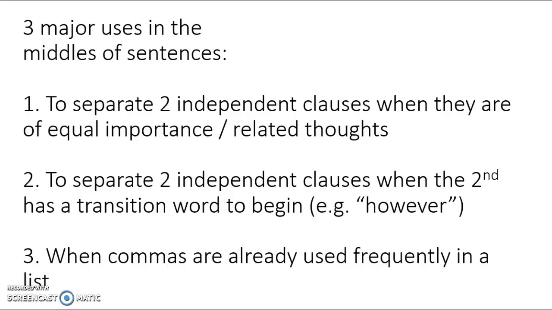So the first use is to separate 2 independent clauses when they are of similar or equal importance and are related thoughts. The second use is to separate 2 independent clauses when the second has a transition word to begin it, like however, still an independent clause on the other side, but some people get tripped up by that transition word. And third, you can use semicolons when commas are already frequently used in a list, and I'll show you examples of all of these here in just a second. So jot those down.